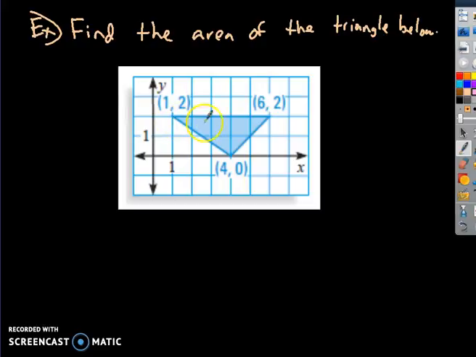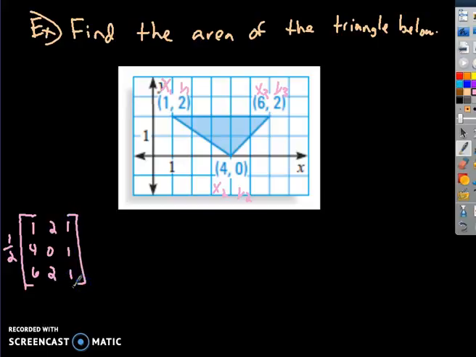All right, so this is the triangle. And the directions say find the area of the triangle in the picture below. So we see the coordinates. So this is x1, y1. This is x2, y2. x3, y3. Or you can call it in the order you want, but I just chose that to be the order of them. So basically my matrix would be 1/2 times the coordinates 1, 2, and then 4, 0, and then 6, 2. Then we'll put a column of ones, 1, 1, 1. All right, so I got that part out of the way.